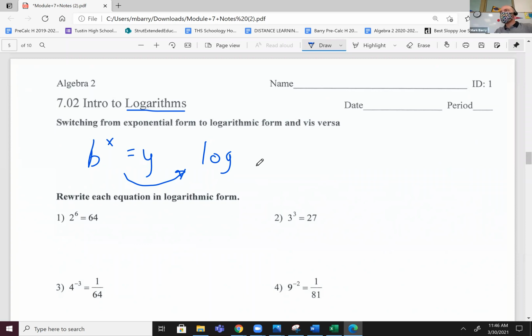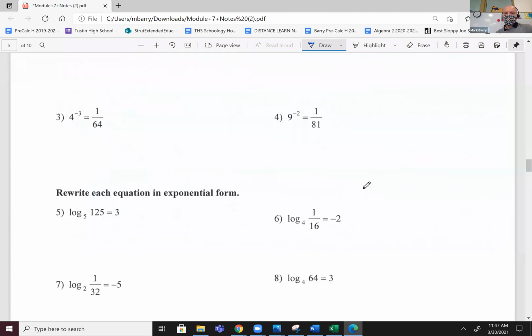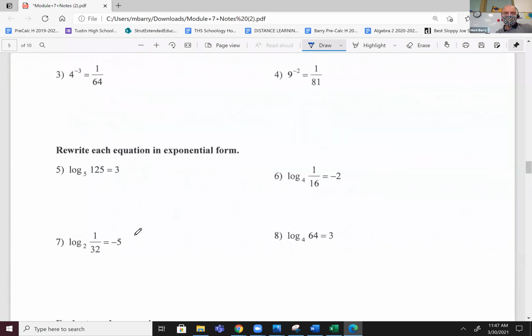Now, every log has what's called a base. Now, a base on a log, and I'm going to scroll down here to numbers 5 through 8, is written as a little, what we call subscript. Subscript is like little letters or numbers that are below the normal level. They're smaller and down below, okay?